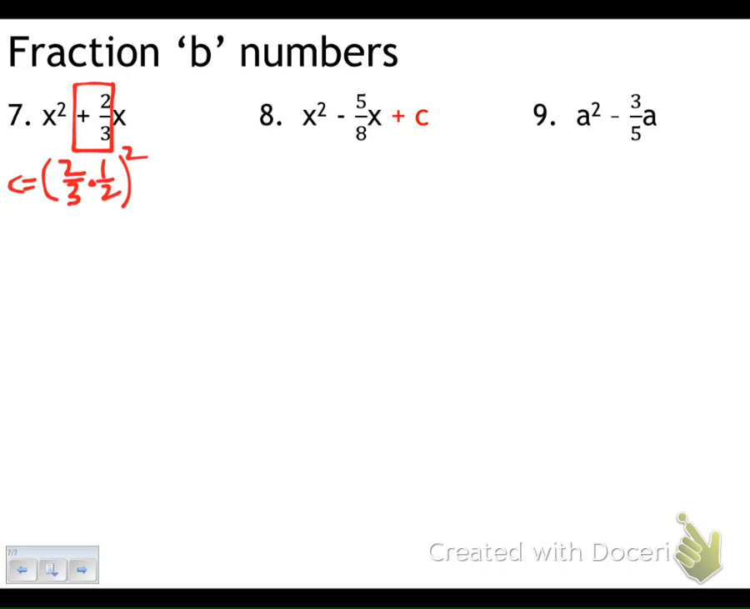Well, lo and behold, I see I can cancel these 2's out, right? This is just fraction work back from 5th, 6th, 7th grade. It's going to be 1 over 3 squared. Let's square that. That's 1/9. This is our C term. That goes right there. So let's go back and substitute: x squared plus 2/3 x plus 1/9.